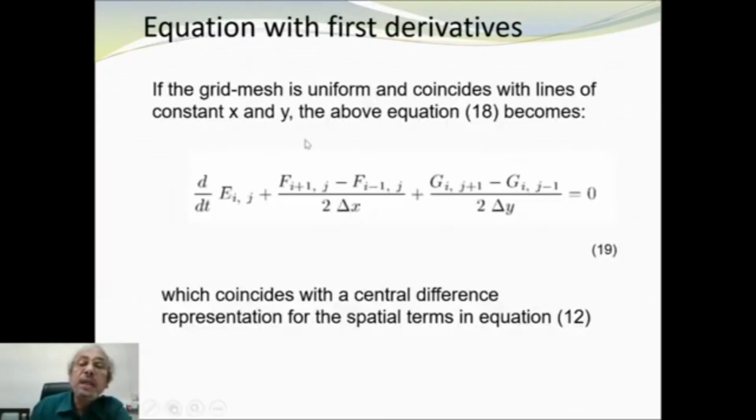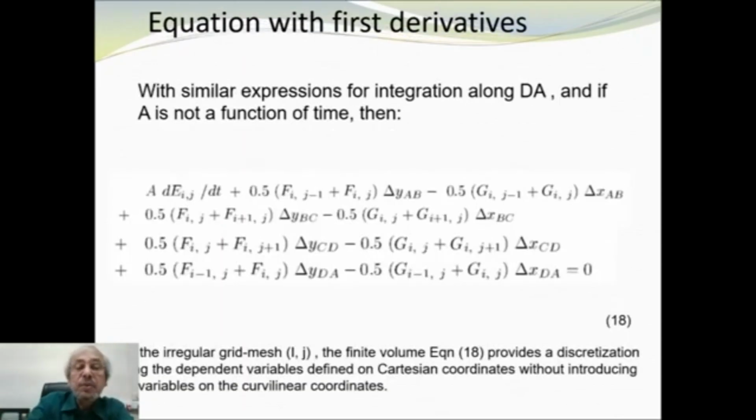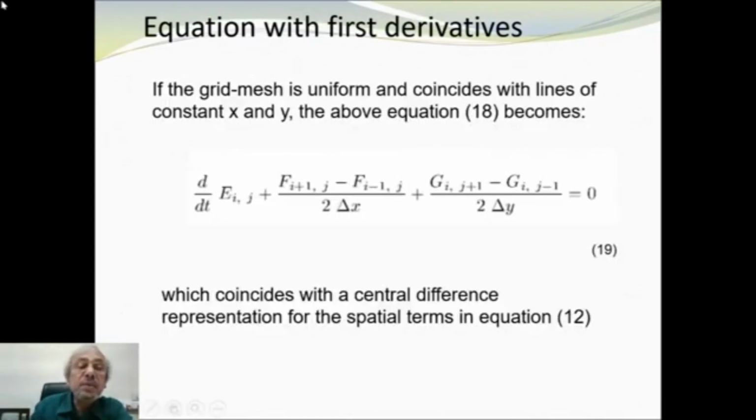Now what we have done: if this grid mesh is uniform and coincides with lines of constant x, not constant eta, zeta lines, instead if it is constant x lines, that means all y's are vertical, constant y lines or x's are horizontal, and basically a Cartesian grid mesh, then this equation, which is looking so complex, if we substitute that, you will see it will become d/dt of E_ij plus (f_i+1,j minus f_i-1,j) by twice delta x plus (g_i,j+1 minus g_i,j-1) by twice delta y.